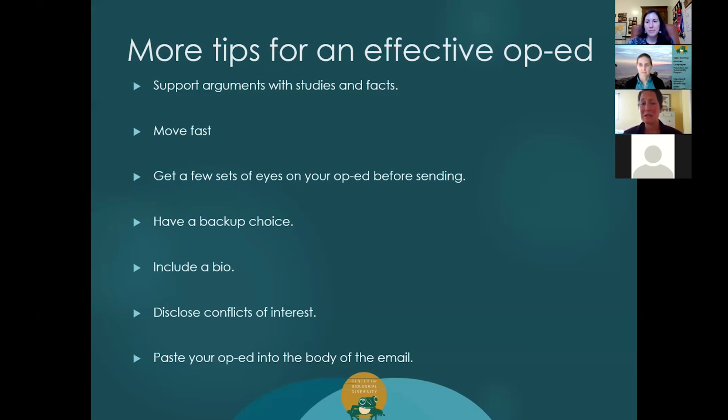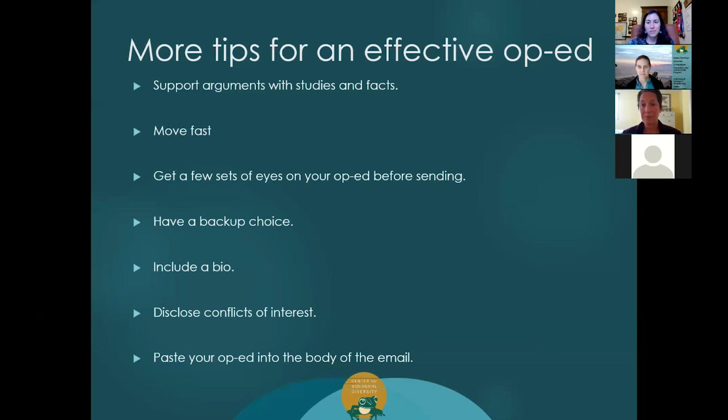You also want to disclose any conflicts of interest. So if you want to fight this lead smelting plant, but you are also on, I don't know, the board of the lead smelting plant, you are going to want to make that known, because if you have a conflict of interest and it isn't disclosed, it causes a serious problem for the publication if and when they find that out.